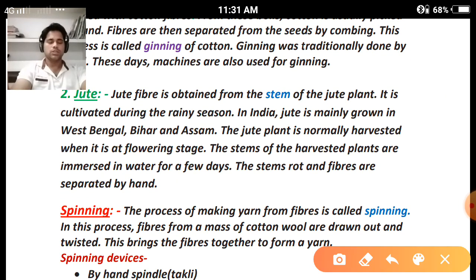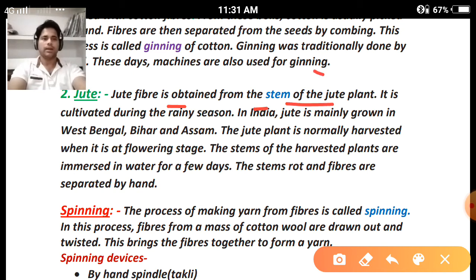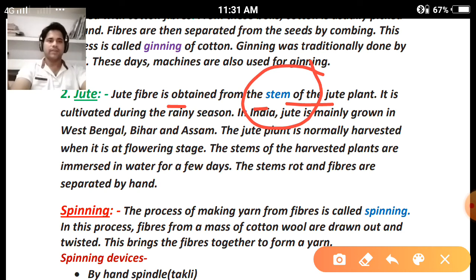Next we are taking the jute. Again we will discuss the part of the plant from which jute is obtained. Jute fiber is obtained from the stem part of the jute plant. So in this, the stem is very important. The stem part of the jute plant is responsible to produce the jute fiber. It is cultivated during the rainy season. Generally it occurs in rainy season.